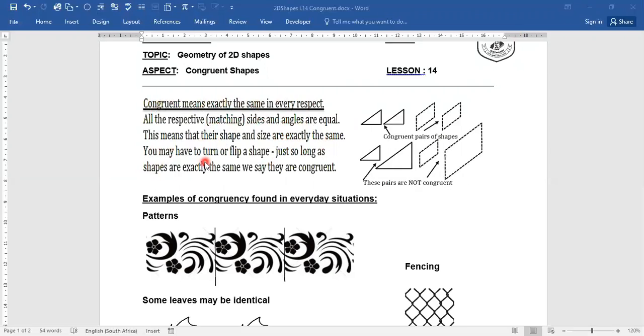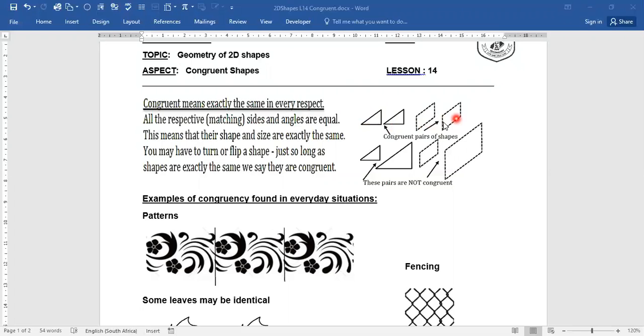You may have to turn or flip a shape just so long as the shapes are exactly the same. We say they are congruent. Now these shapes are facing the same directions, but we can see that they are congruent. They look identical. These two look identical.